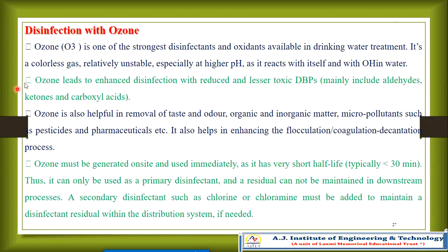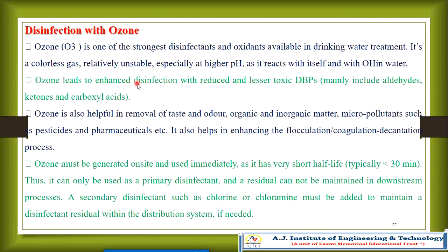So what happens with ozone? It leads to enhanced disinfection with reduced and lesser toxic DBPs, mainly including aldehydes and ketones and carboxylic acids. That is, your disinfectant byproduct formation will be less. Ozone is also helpful in the removal of taste and odor.